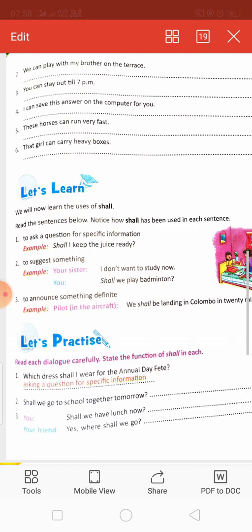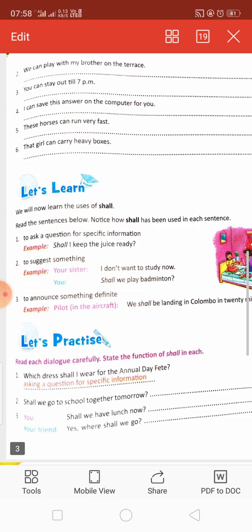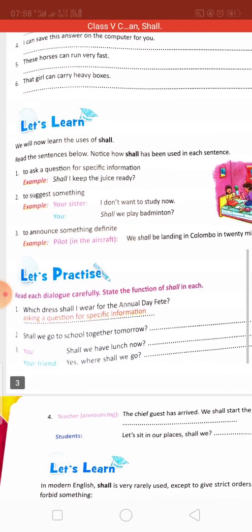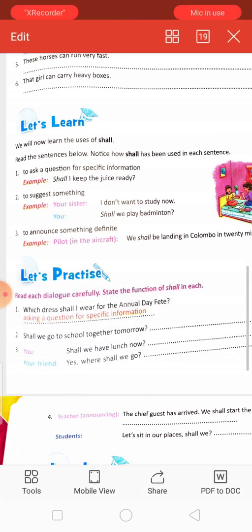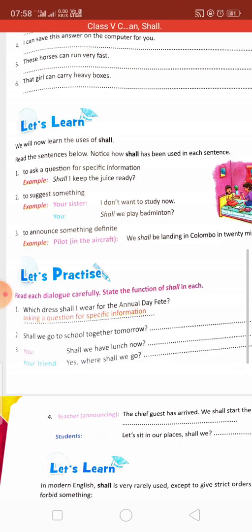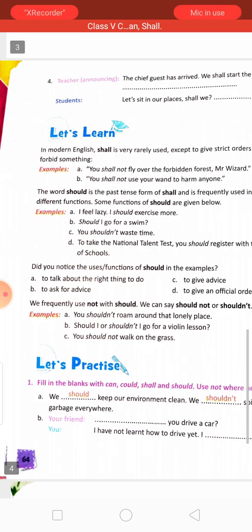To announce something definite: We shall be landing in Colombo in 20 minutes. That is the pilot in the aircraft. While in the aircraft, he is announcing that they will land in Colombo in 20 minutes. Okay. Next, we have to read the dialogues and say what type of function it is doing. Shall we go to school together tomorrow? Okay. Next, we will read should.